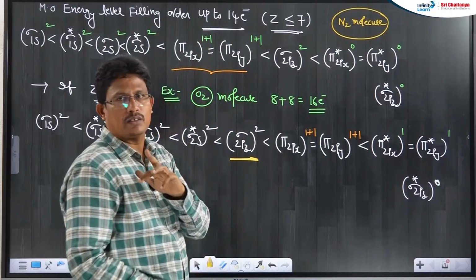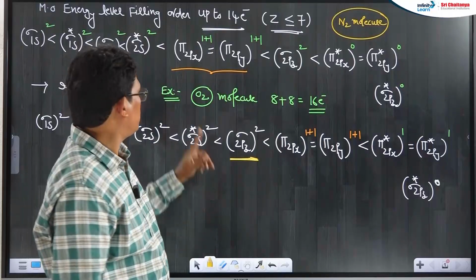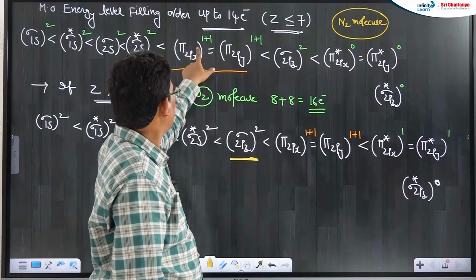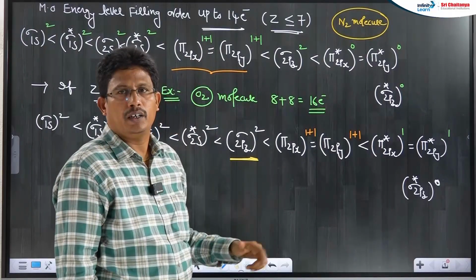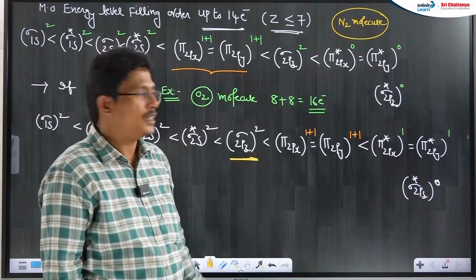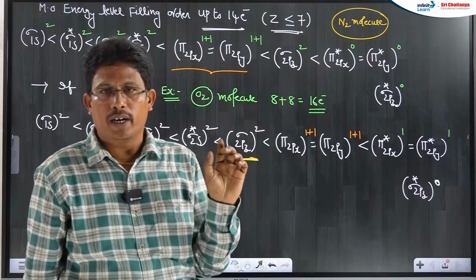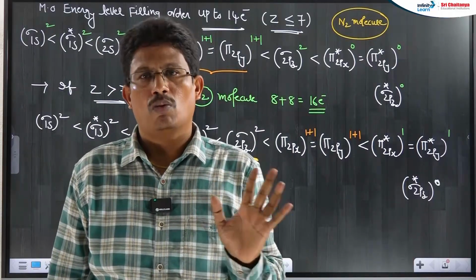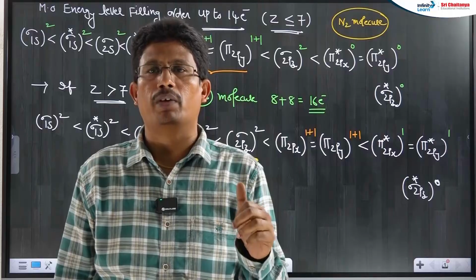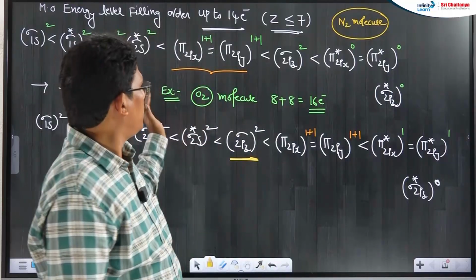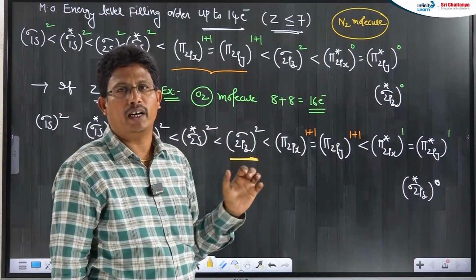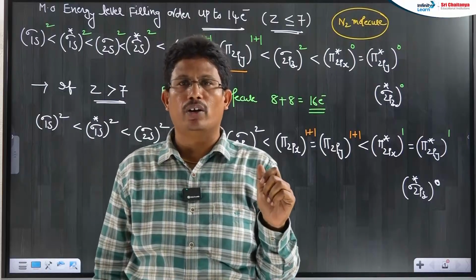While writing the configurations of N2 and O2, you must remember the entry of the 9th electron. In case of N2, the 9th electron enters into the pi molecular orbital. In case of O2, the 9th electron enters into the sigma molecular orbital. It is an important point to write the configurations of both N2 and O2. I will explain a shortcut also, to find the bond order without writing the configuration. But the regular way to find the bond order is writing the configuration and finding the electrons in bonding and anti-bonding orbitals.